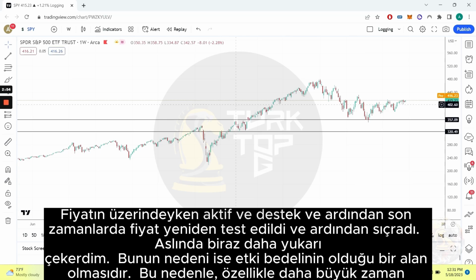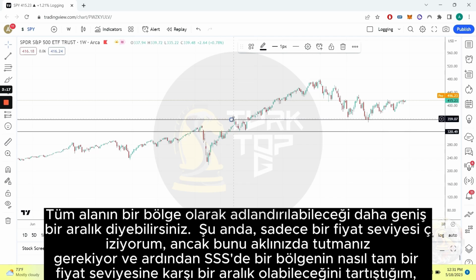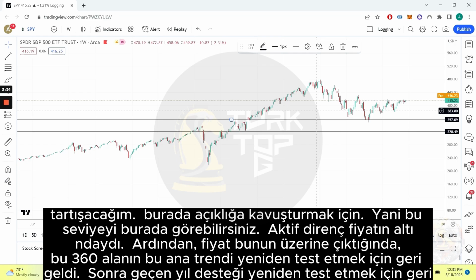So one thing I need to make clear, especially on larger time frames, it's not just one exact price point where price will react. It's usually a range. Sometimes it's a small range, like around 320, it's not that big of a range. Sometimes it's a larger range, right? Like right here from 353 all the way to 360, you can say is a larger range. That whole area can be called a zone. Right now I'm just drawing out a price level, but you guys need to keep that in mind. I go into this further in the FAQs where I discuss how a zone can be a range versus an exact price level. But just wanted to clarify it here.